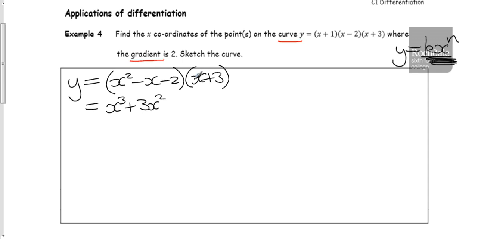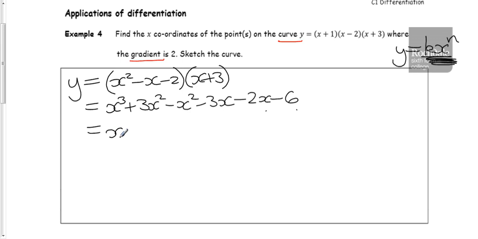Now I'm going to times both x and plus 3 by x squared. Now I'm going to times both x and plus 3 by minus x. So x times minus x squared, plus 3 times minus x, minus 3x. And finally, I've got both terms in the last bracket now to multiply by minus 2. So we've got minus 2x and minus 6. So 1, 2, 3, 4, 5, 6 terms. Some of them can be collected together.